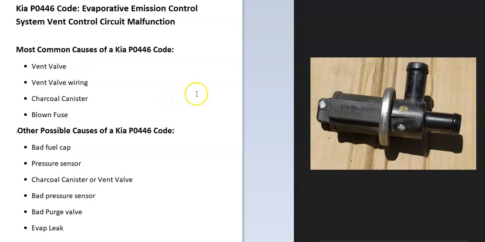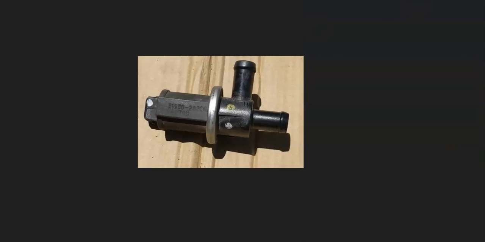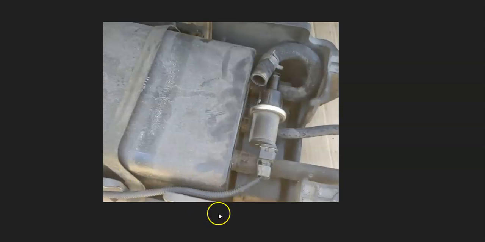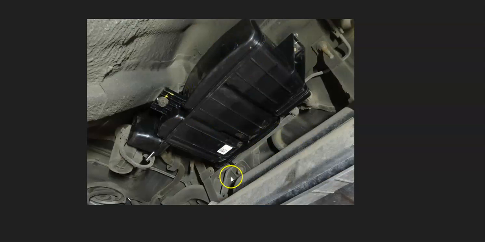And so the first thing to do when you get this is to go locate the vent valve on your particular Kia, since there are some differences. It'll be located down by the charcoal canister somewhere. Sometimes it could be part of the charcoal canister, and then sometimes it could be separate, but it'll be located very close to the charcoal canister, or quite commonly, it'll be a part of it. It'll be built in or something along these lines.